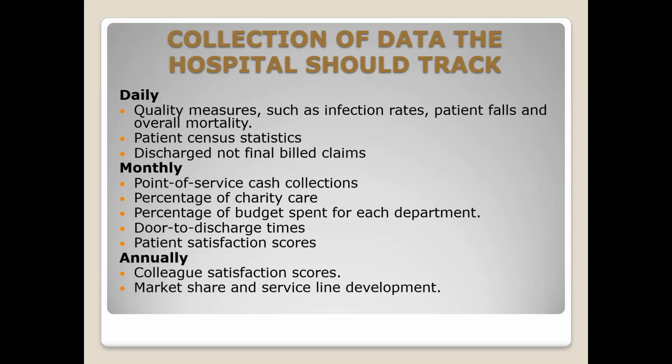And the hospital should track on a monthly basis point of service cash collection, percentage of charity care, percentage of budget spent for each department, door to discharge times, patient satisfaction scores. All this information month-wise the hospital should track. Then colleague satisfaction scores, market share and service line development. This the hospital should track annually.